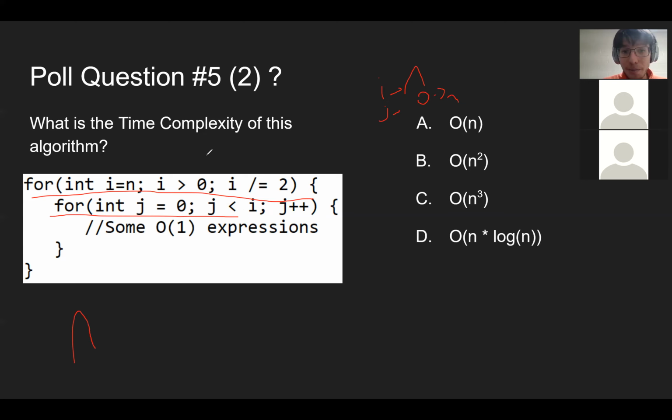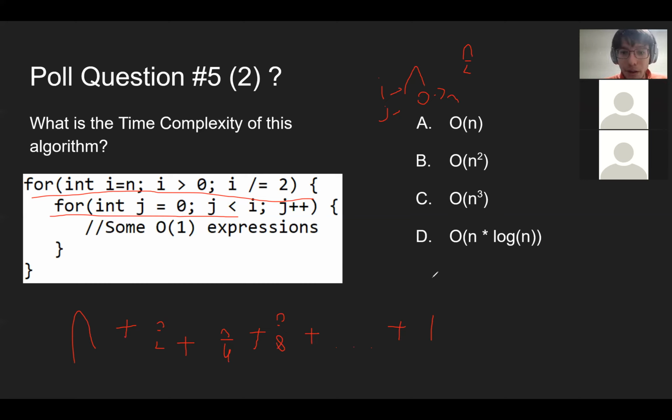Then the next time through, i becomes n over 2, so j runs from 0 to n over 2. So we're going to have n plus n over 2. The next time through, we divide i by 2 again, so now we have n over 4: n plus n over 2 plus n over 4. Then we keep going until we finally hit the condition i is 0. So we keep going: n over 8, n over 16, n over 32, and so on, all the way until i is 1. So we'll just do 1.